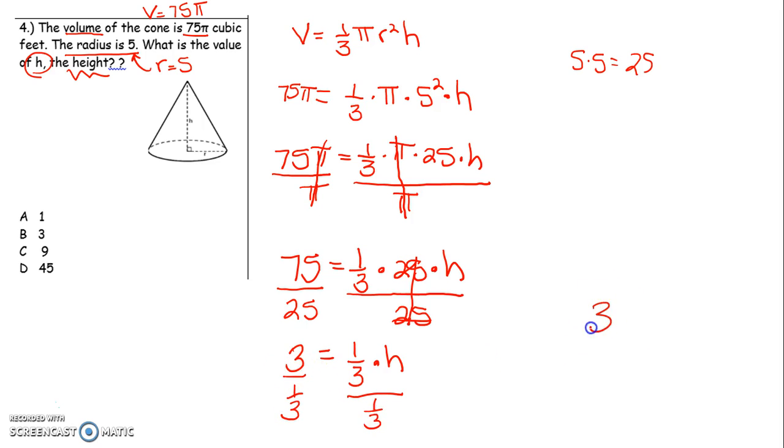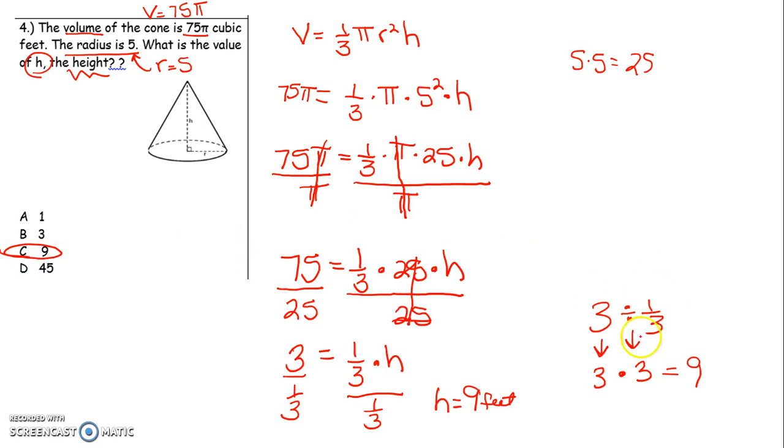So off to the side, I know I have to do 3 divided by 1/3. The first number stays the same. Change your division to multiplication and flip over the second fraction. So that's 3/1 or just 3. 3 times 3 is 9. So your height is 9 feet. Okay, height is 9 feet.